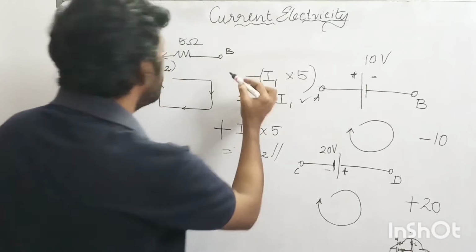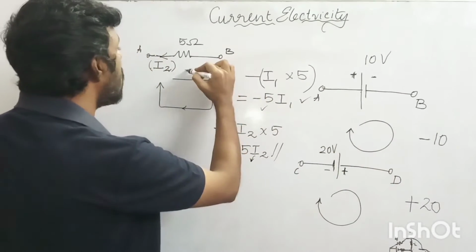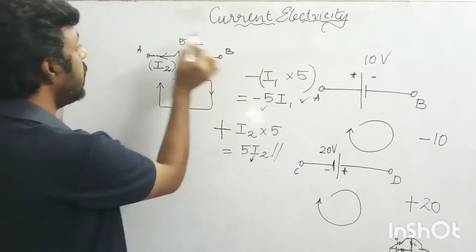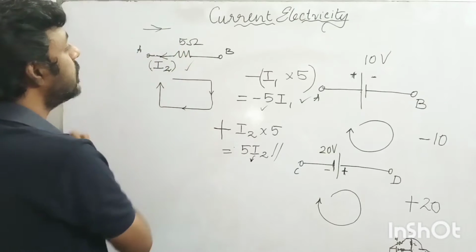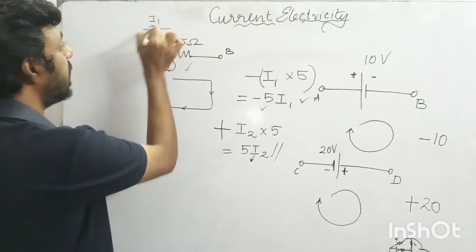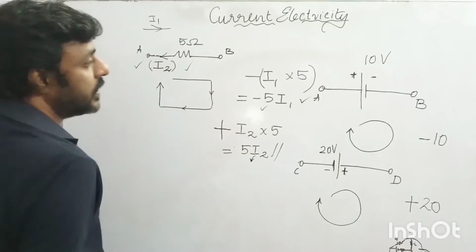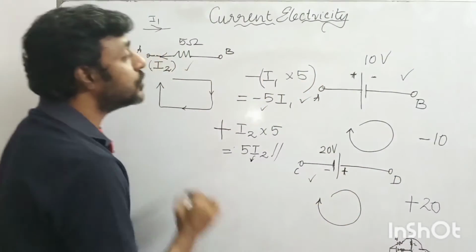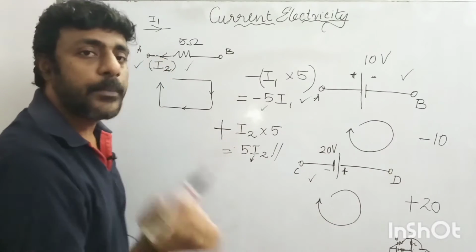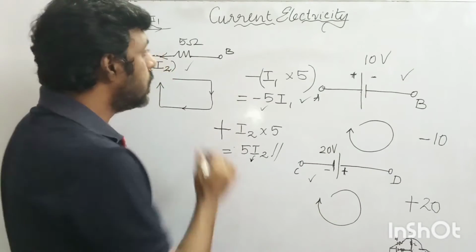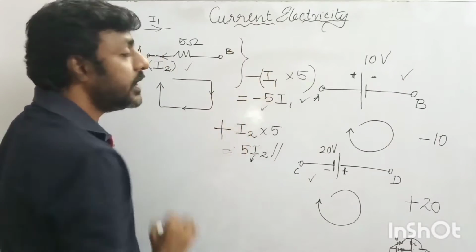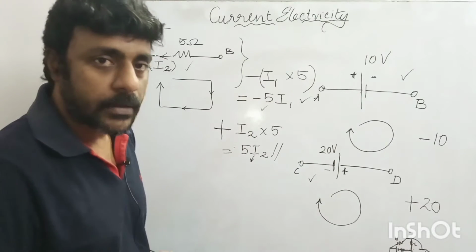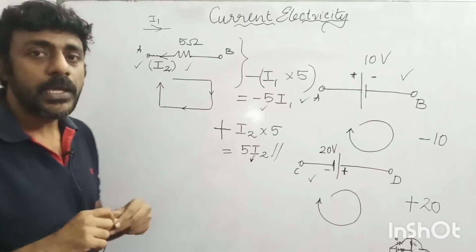Okay, these are the 4 scenarios. Scenario 1 is current moving in this direction, I1, which I explained. Scenario 2 is this one. Scenario 3 is this, and scenario 4 is this one. Based on the 4 scenarios, now I'm going to solve a problem that is based on Kirchhoff's voltage law, right? Let's get into the problem.